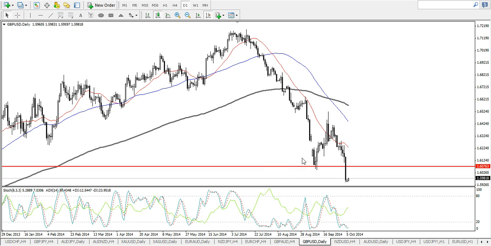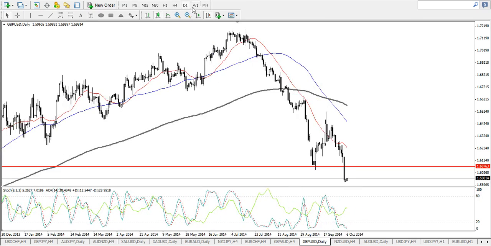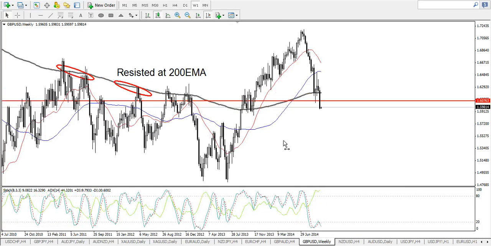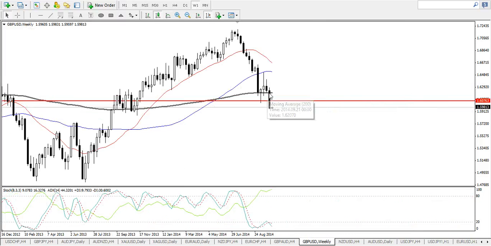So the very first currency pair we're going to look at right now is the pound against the US dollar. Alright, we shall just go to the weekly charts. So this is a weekly chart. We can say that last week itself, price has broken and closed below the 200 moving averages. Alright, so over here you can see.